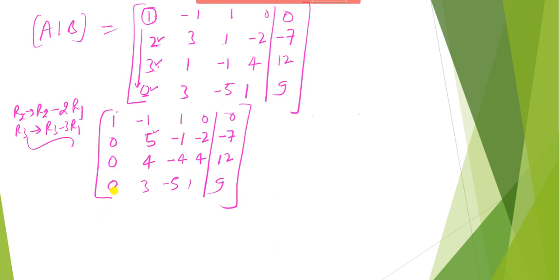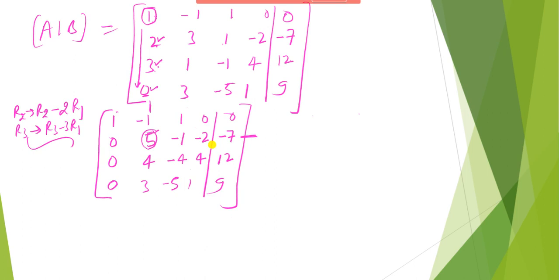Now the entries below the first key element are 0. So search for the second key element in the second row and second column. This element is the key element, but here this entry is 5. If we divide the whole row by 5, then we obtain 1, minus 1 upon 5, minus 2 upon 5, minus 7 upon 5. Instead, we can interchange any 2 rows and easily make this entry 1, because dividing R2 by 5 gives fraction values.